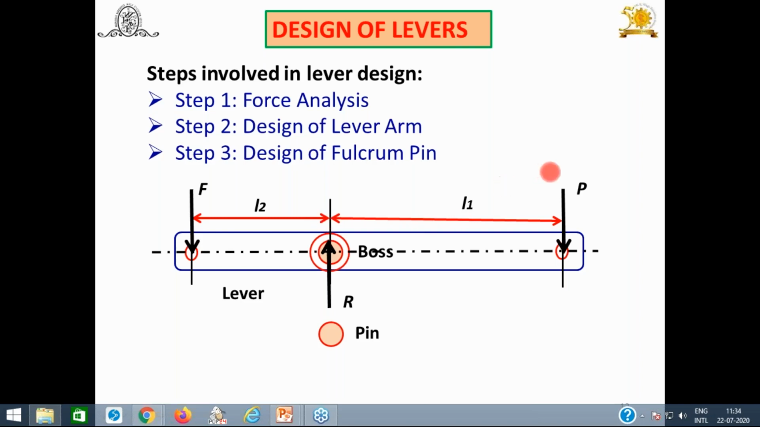Try to understand. That means this P and F are parallel to each other. But again, here in the pivot, suppose a bush or a pin is used. If there is a pin and this lever is going to rotate at the pin, that means at the pin you will find there is a reaction, and this reaction is denoted by R. So how to carry out the force analysis?